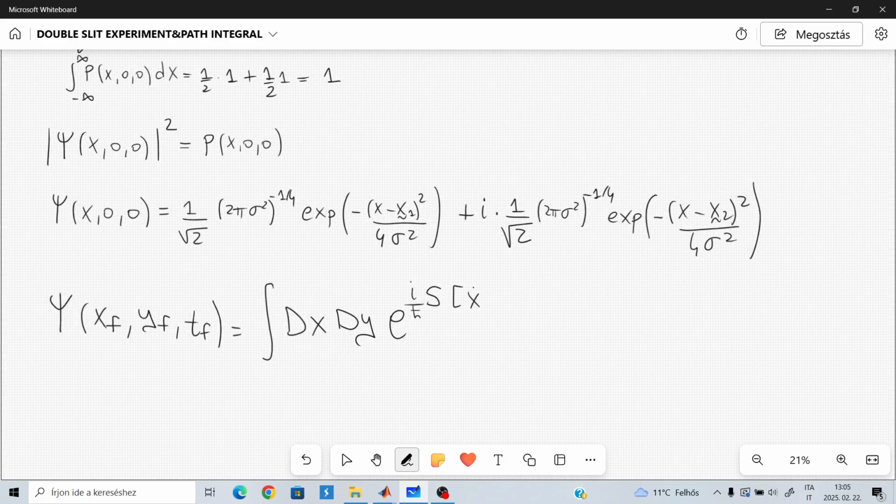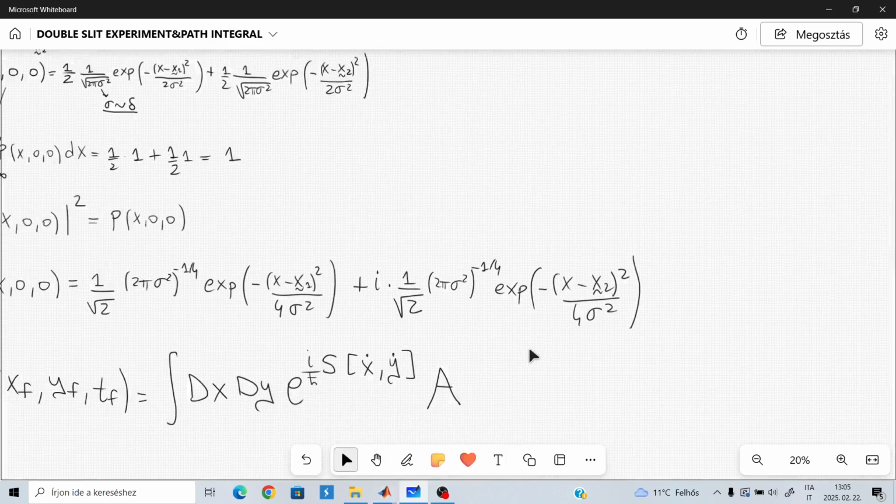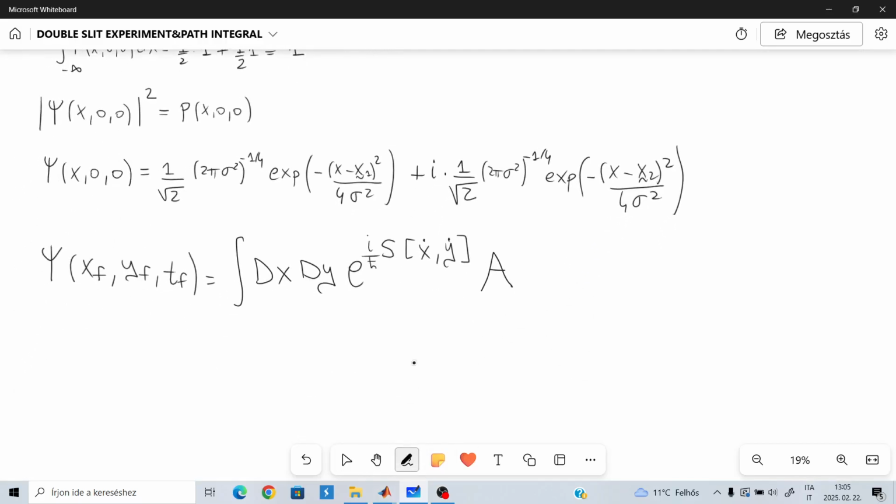And the action is the action for a free particle. So it will depend on x dot, the derivative of x, and also the derivative with respect to time of y. I will write down the action in a moment. So first, let me finish writing the expression for the path integral. Then we have some constant a, which is a normalization factor in the path integral, which we will not really be interested in determining. It's not really important for what we want to do, but I will put it there.